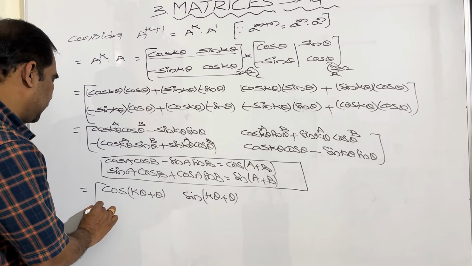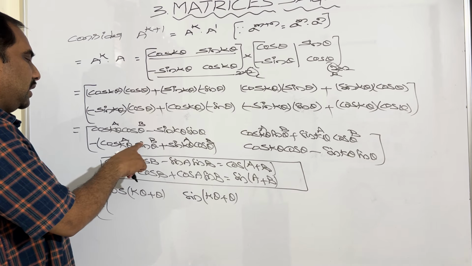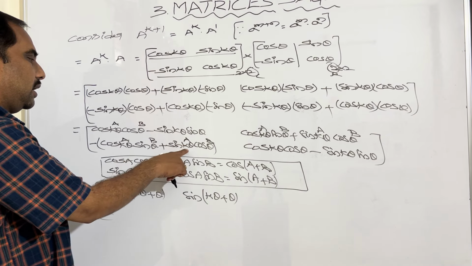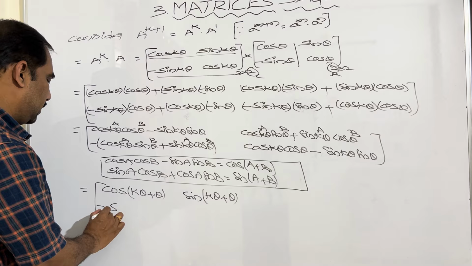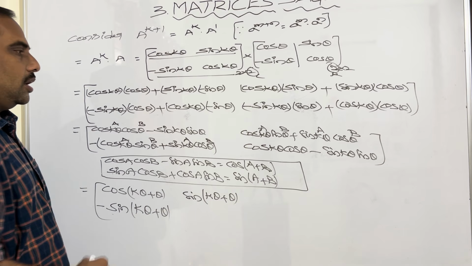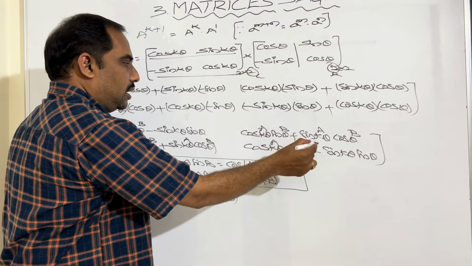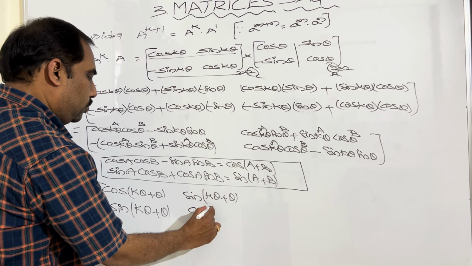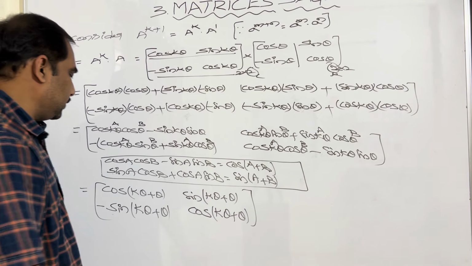Again here, minus, as it is minus of sin A. So we get sin A cos B plus cos A sin B, we can write it as sin of A plus B, that is sin of k theta plus theta. And when you take cos, k theta is A and theta is B, cos A cos B minus sin A sin B, we get cos of A plus B, that is cos of k theta plus theta.